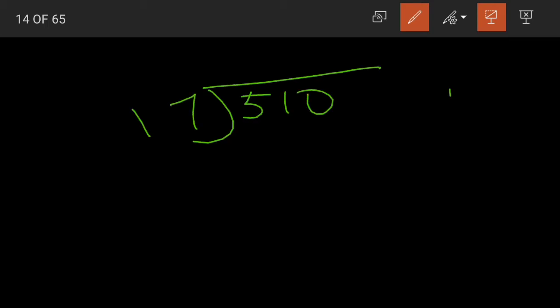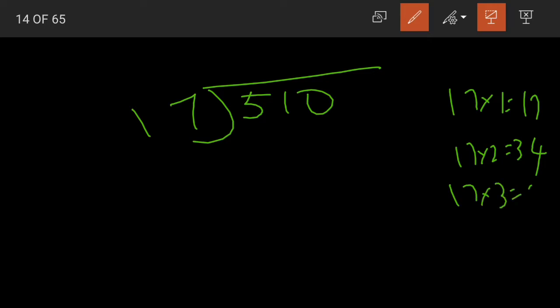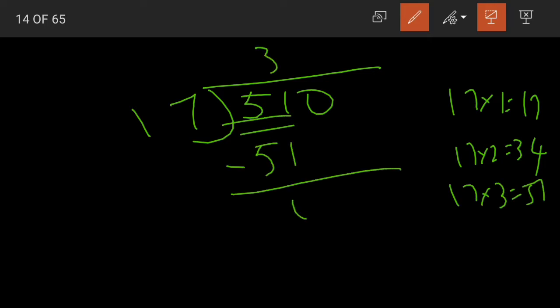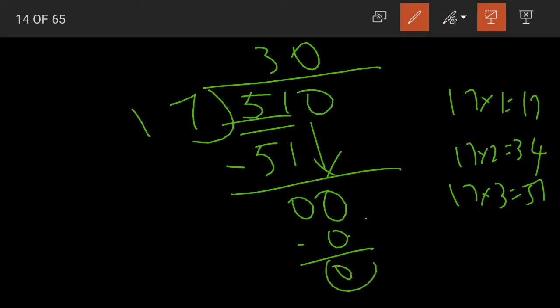Let us divide now. See, 17 ones are 17, 17 twos are 34, 17 threes are 51. So we got our 51 here. When we subtract, 0 will be our answer. Now the 0 is brought down. 17 zeros are 0. When we subtract, 0 is our remainder. What is the quotient, children? 30.